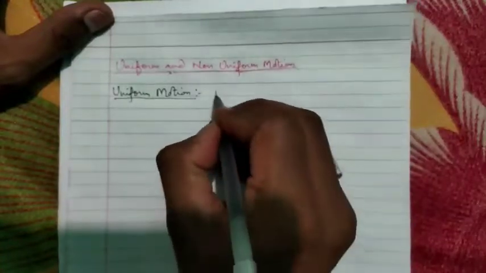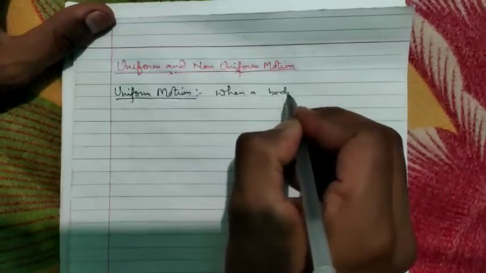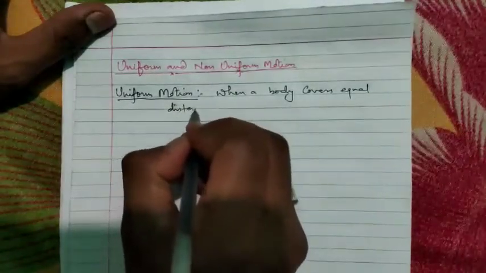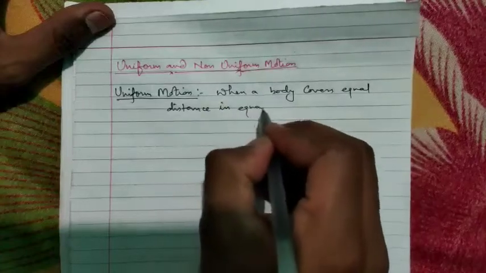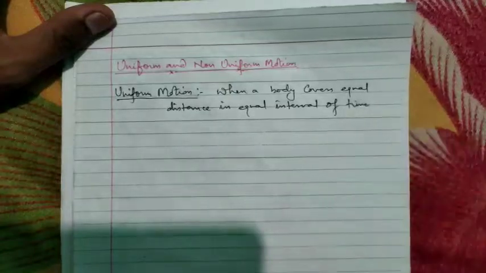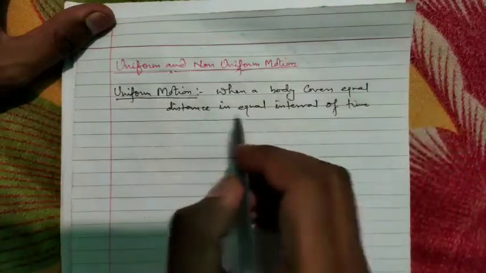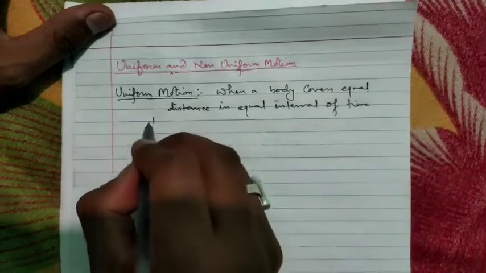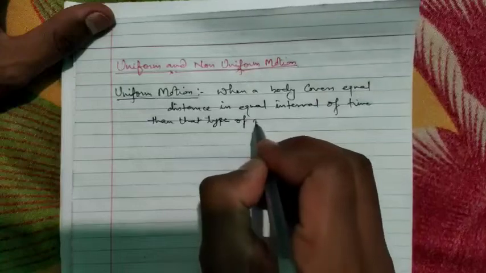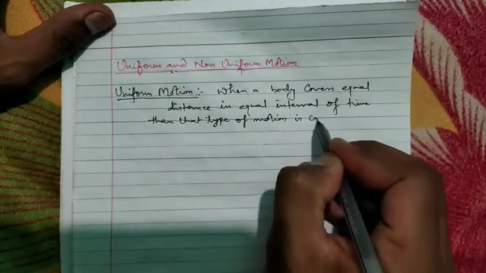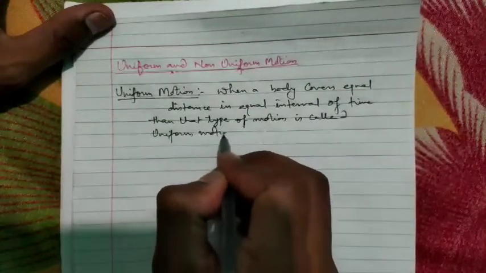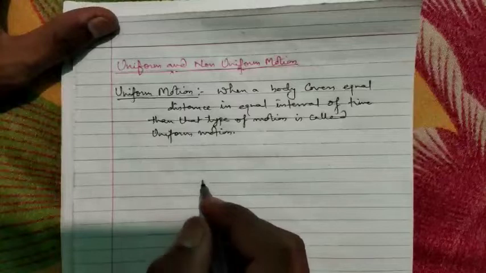Uniform motion says that when a body covers equal distance in equal intervals of time, then that type of motion is called uniform motion.